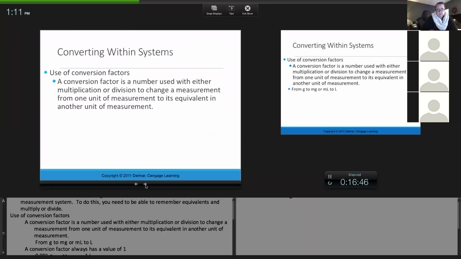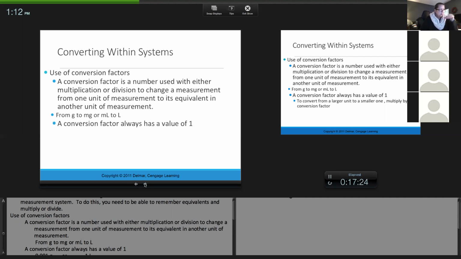Now, in that video that you did the homework on, I have to go through that too, I will be grading that, is the conversion systems within a system. So it's usually within a conversion system, you're either going to be multiplying or dividing to go one way or the other, because you have to be able to convert with another unit of measure. So for example, if we're in the grams, converting from grams to milligrams, or if we're in the liters, converting from milliliters into liters.